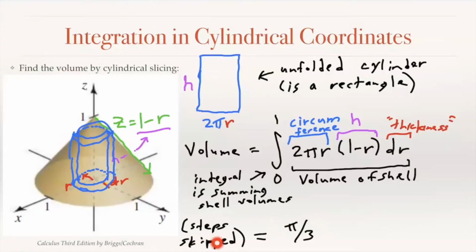The step I skipped there is just a calculus 1 integral, actually. You FOIL it out as a polynomial, and you can do that, you'll get pi over 3. So the point of this was to illustrate integrating by cylindrical shells.